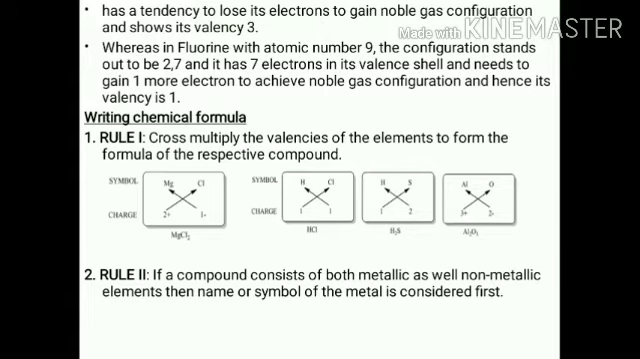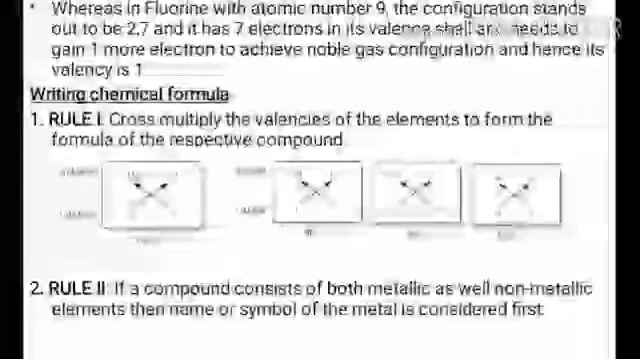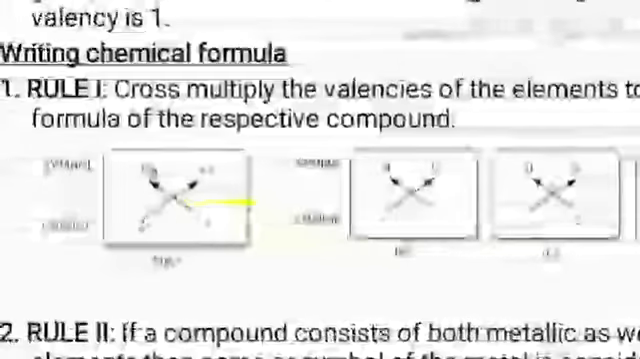Now we're going to start the new topic, writing chemical formulas. How can we write the chemical formula? Rule number one: first write the valency of the element to form the formula of the respective compound. Write the valency of each element and then cross multiply, and it converts into the chemical formula.